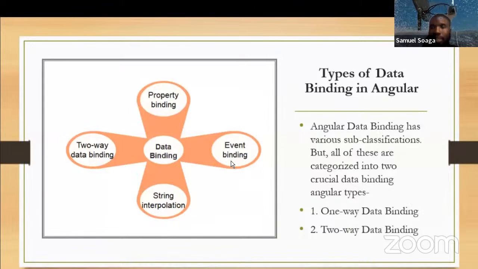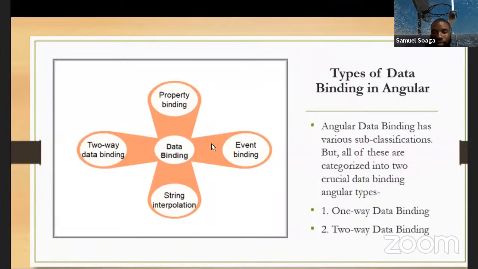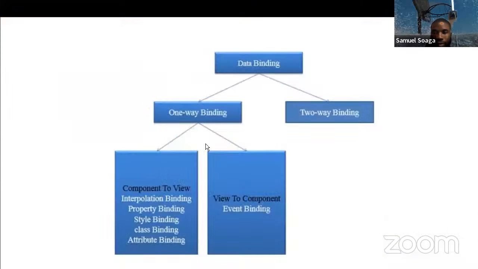So there are different types of data binding in Angular, and there are two broad categories: one-way data binding and two-way data binding. Under one-way data binding, we have subcategories. That's why we have property binding, event binding, and string interpolation. Next slide, please. So one-way data binding, two-way data binding, types of data binding.